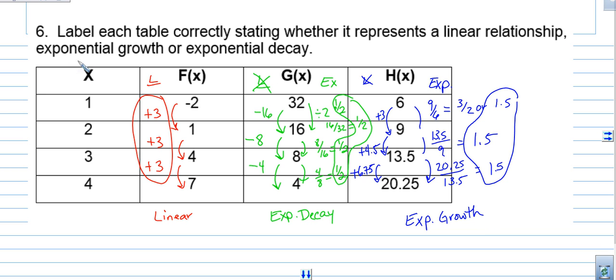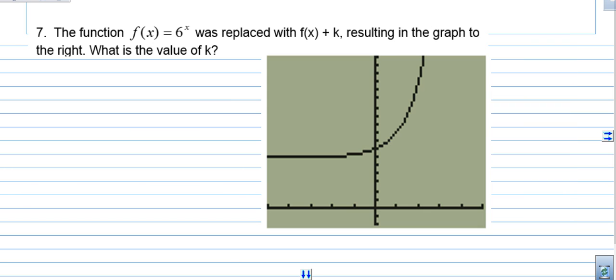Question number 7. There's two ways to answer this type of question. Anytime you see the f of x plus k, the first way you can find it is by looking at the y-intercepts. So the original y-intercept of f of x comes from the equation right here, and it's an understood 1. And so that means the graph should have been at 1.